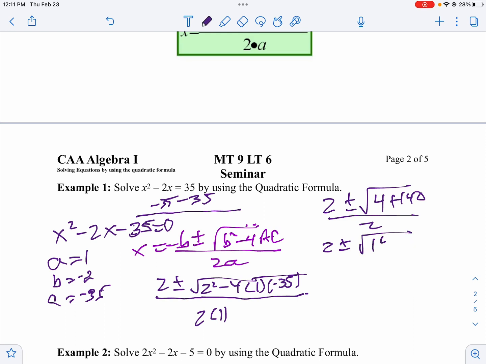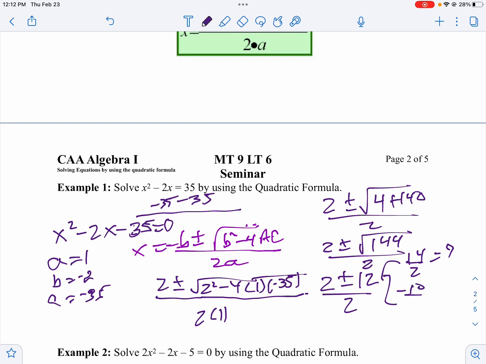So I have the square root of 144 all over 2. Well, I know the square root of 144. That one works out really nice. That's 12, isn't it? All over 2. Now, what happens is I'm going to do it 2 times. One time I'm going to add 2 plus 12. 2 plus 12 is 14. 14 over 2 gives me 7. And then I'll go 2 minus 12. 2 minus 12 is negative 10, over 2 gives me negative 5. So my answer, there's 2 answers, so I'll say x equals 7 or negative 5.